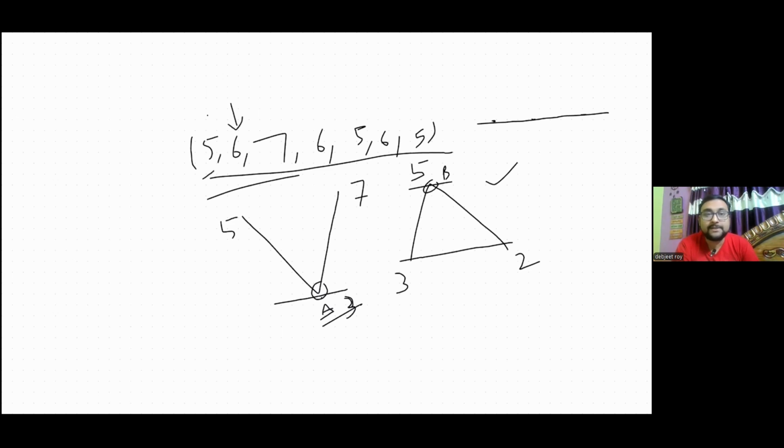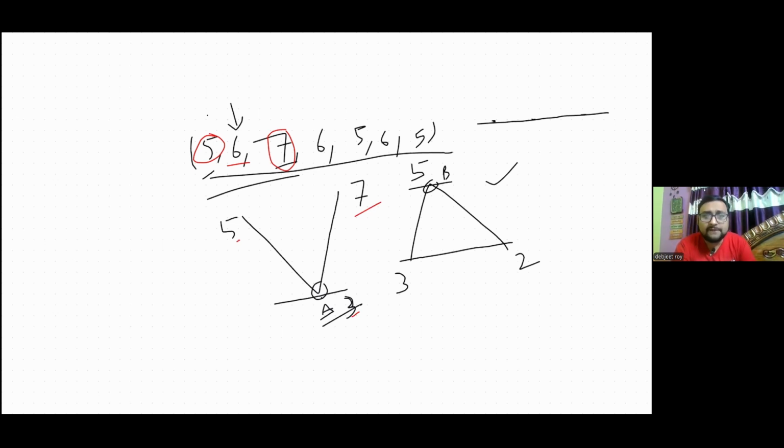So there is something called pointers. There will be 3 pointers. One is the previous pointer. 5 will be my previous pointer, 6 will be my current pointer, and 7 will be my next pointer. This is the thing, right? 5, 6, 7. Same thing we have to implement over here.